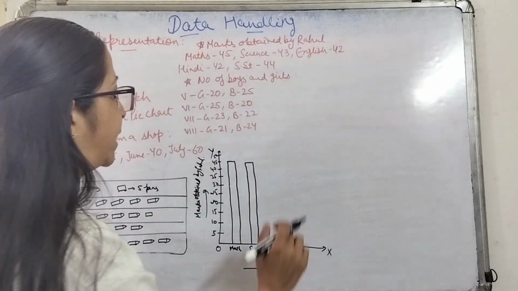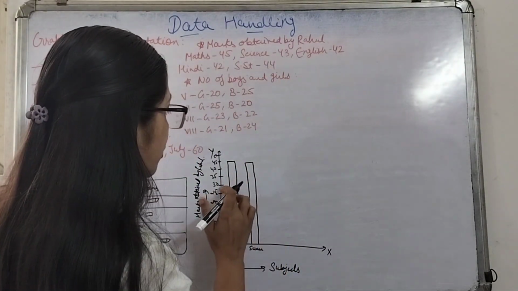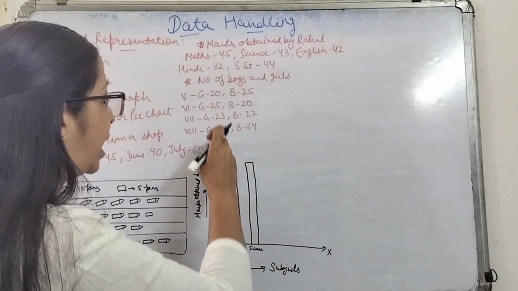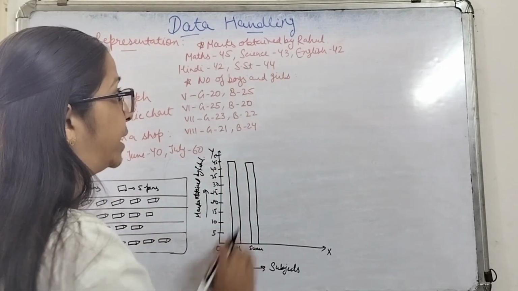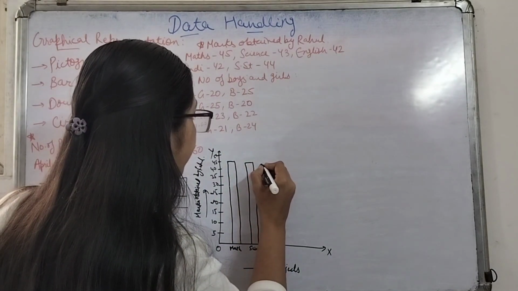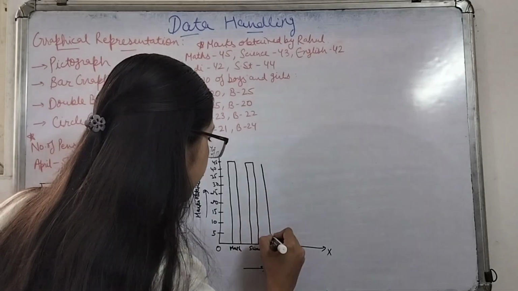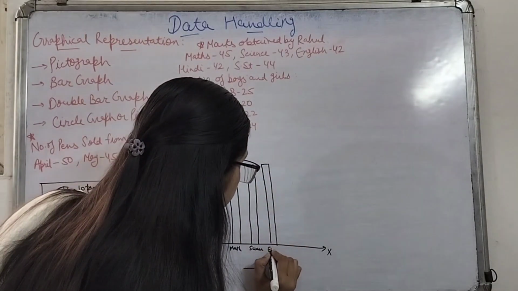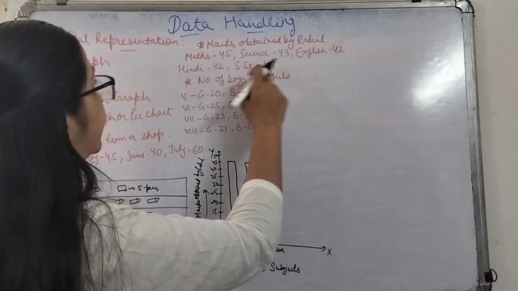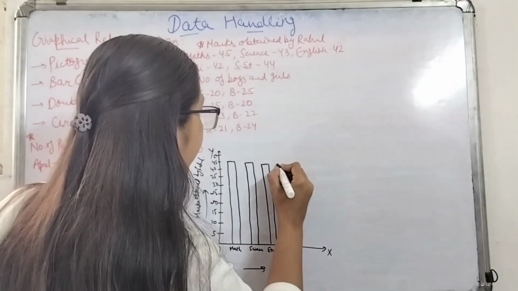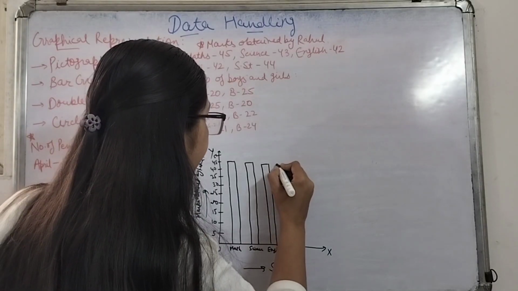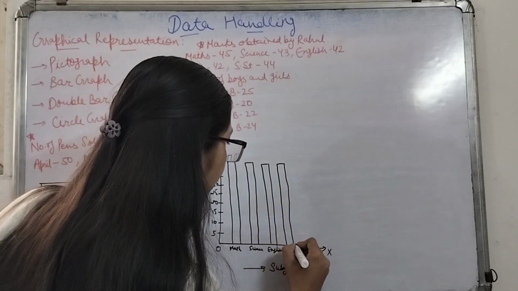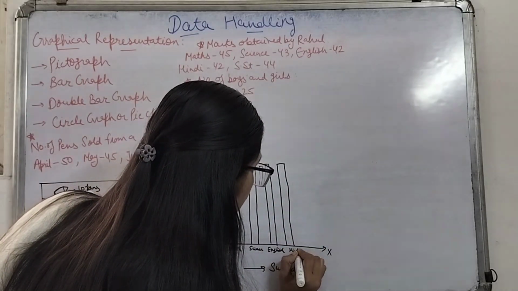The next is your English, that is 42. So distance between all the bars will be same and the width of all the bars will be same. Height is representing your marks obtained. In English it is 42, so it is 42 here. This is your marks obtained in your English. So we will be writing English here. Then Hindi is again 42. So height of English and Hindi will be same because marks obtained is same. So height will even be same and width of all the bars will be same. It is your marks obtained in Hindi.